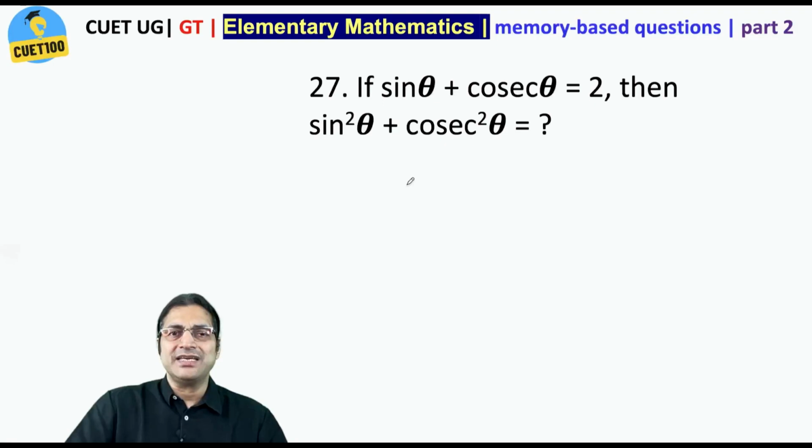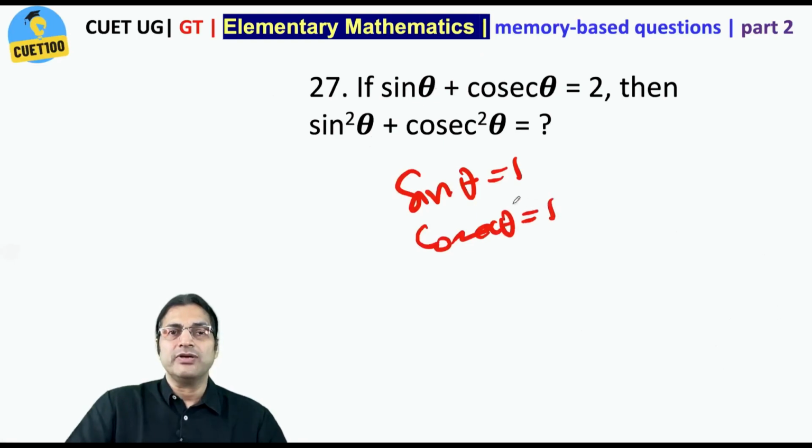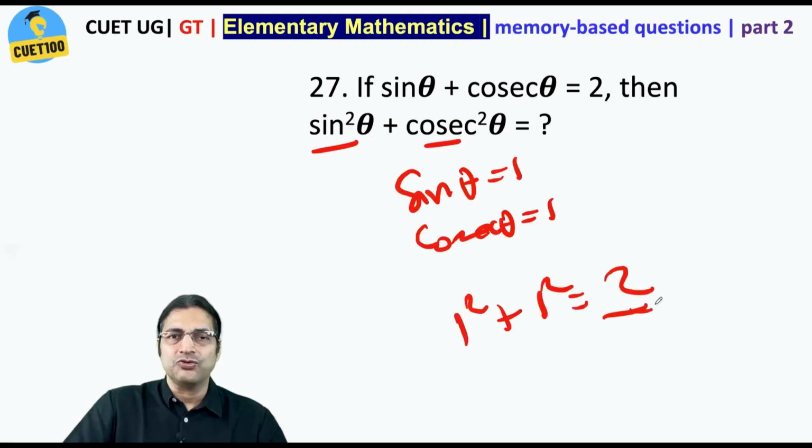So, if sin theta is equal to 1, cosec theta is also equal to 1. So, here also 1 square would be 1 and 1 square would be 1. So, 1 square plus 1 square is still 2. So, if this is 2, even this would be 2.